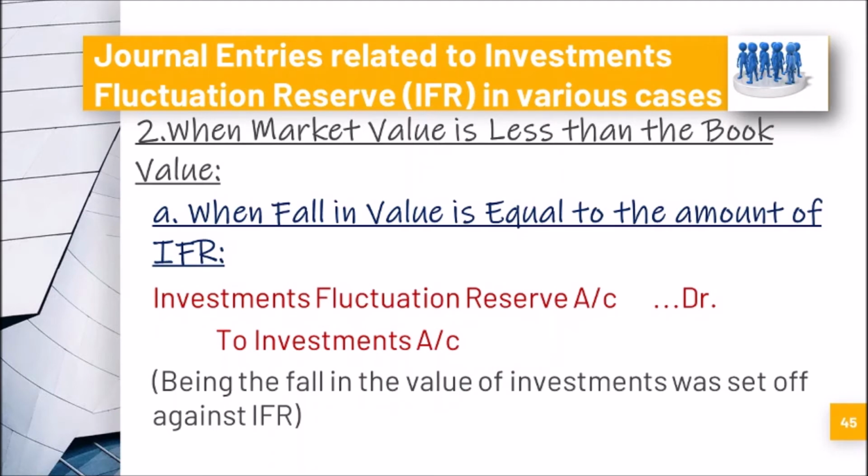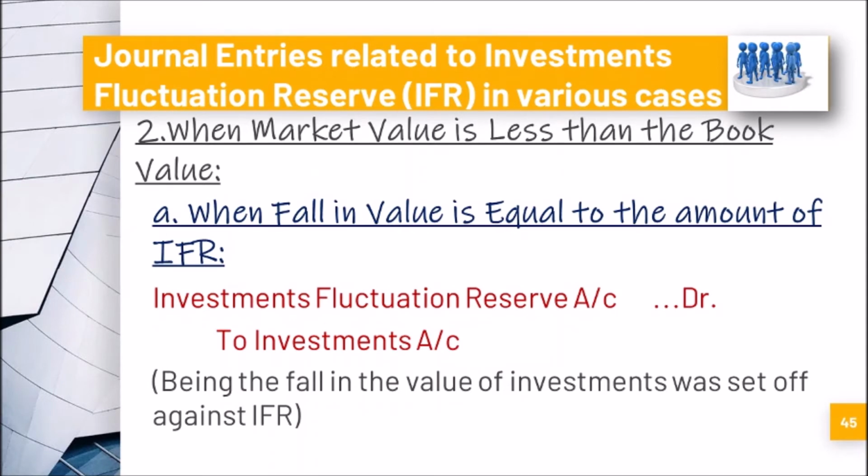Now case number 2, it has 3 possibilities. When market value is less than the book value, right? Okay, means in your books investment shows, say for example 1 lakh rupees, and in market its value is 70,000 rupees. Okay, and you have maintained some amount of reserve for that. Now there are 3 possibilities. When this fall in value is equal to the amount of reserve you have maintained.